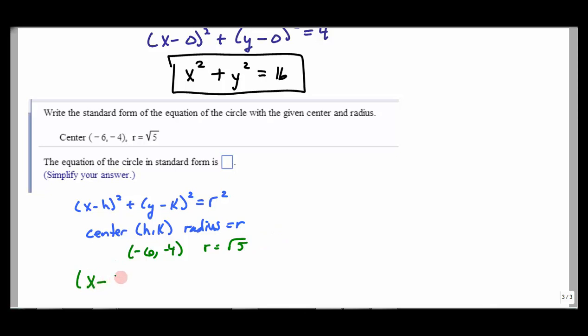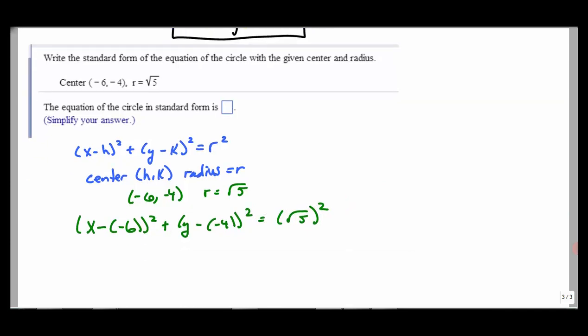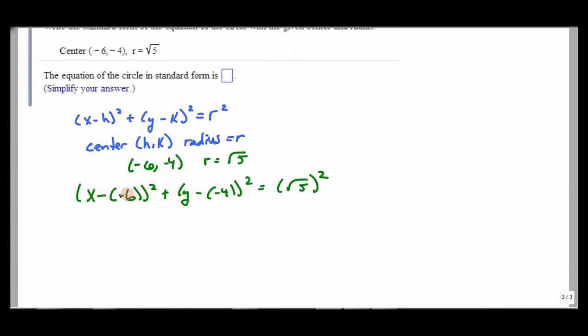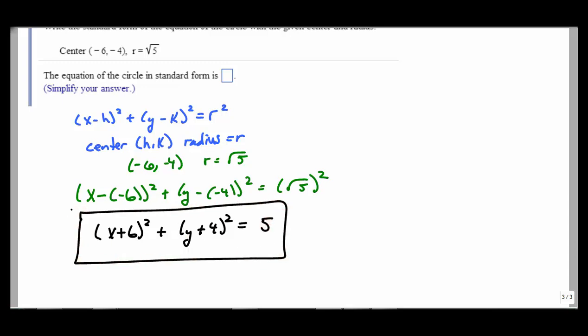So we would say x minus a -6 quantity squared plus y minus a -4 quantity squared equals the square root of 5 quantity squared. Minus a negative is the same as a positive, because we need to simplify. So x plus 6 quantity squared plus y plus 4 quantity squared. And then root 5 times root 5 is root 25, and the square root of 25 is 5. So this is the standard form of the equation of the circle, which has a center of (-6, -4) and a radius of 5.